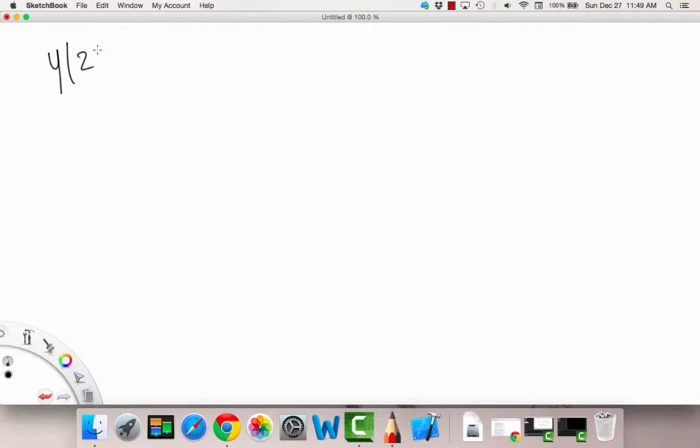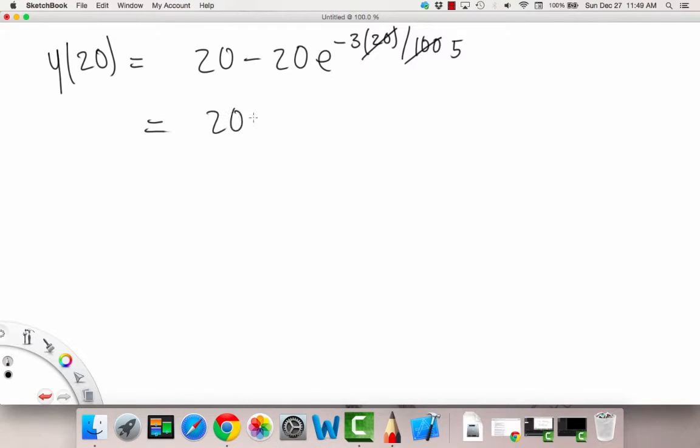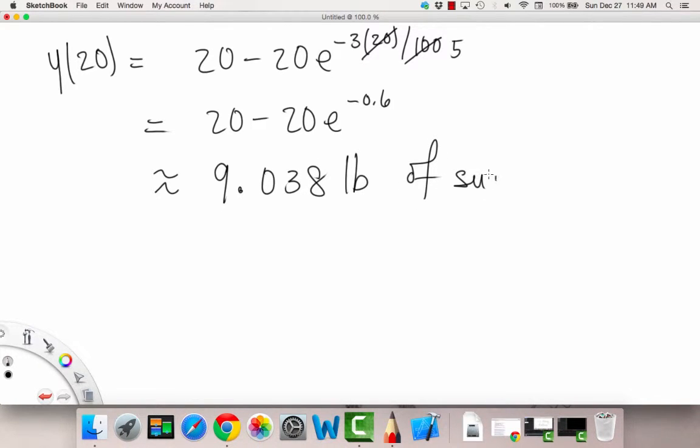So y of 20, because we're going to plug in 20, because that's time, right? Should be equal to, when we plug in a 20, 20 minus 20, these are all part of the formula, and then e to the negative 3, and in for t, we're plugging in a 20 here, and then 100, okay? So when we cancel those out, this is like e to the negative 3 over 5. So this is 20 minus 20e to the negative 0.6. And if you plug this into a calculator, you'll get something around 9.038 pounds of sugar. Okay, that'll be the sugar content after 20 minutes.